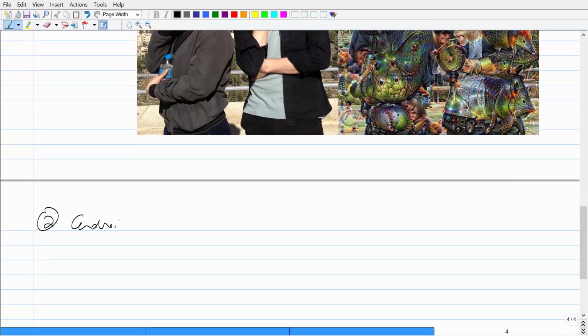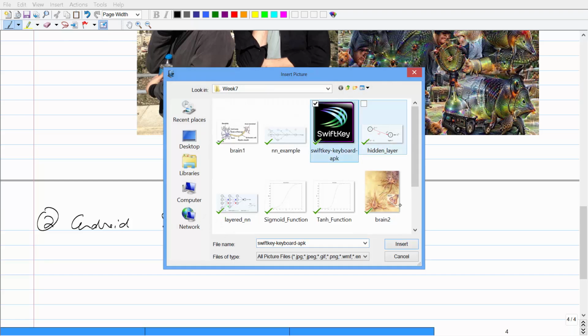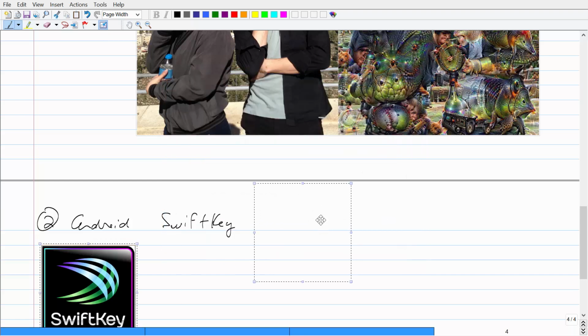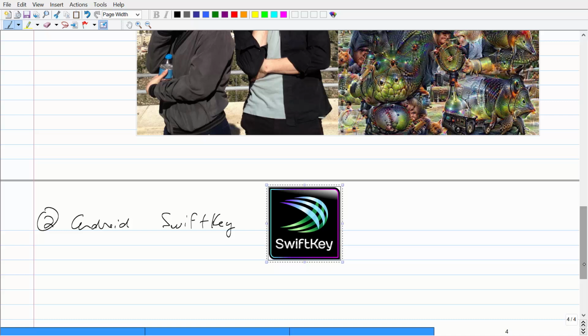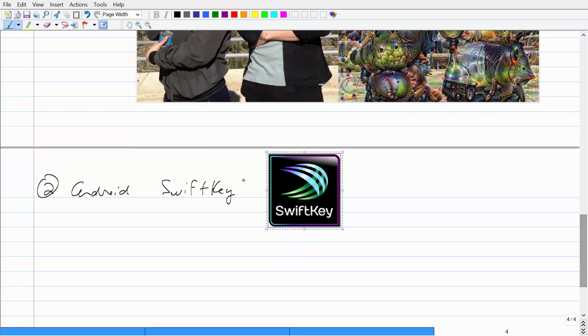So Android SwiftKey. The actual predictive models that they talk about are in a white paper online, but I figure that's a really cool application for neural networks. So it's the Android SwiftKey app. The basic premise of how it works is that it combs through anything that contains text, whether it's emails or texts that you send, or even your Facebook account or your Twitter account, anything that requires you typing.